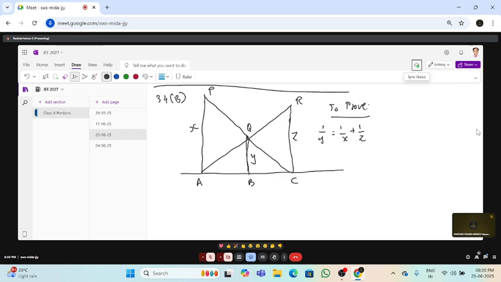So try to get it in terms of 1 by y being related to AC, okay? And 1 by x will be related to AB, and 1 by z will be related to BC. So try to think in that way, because you have to prove the given expression. So that is a logical way of approaching. Okay.